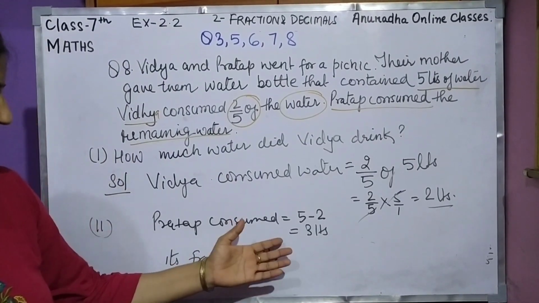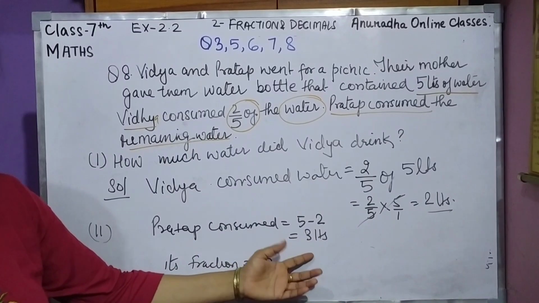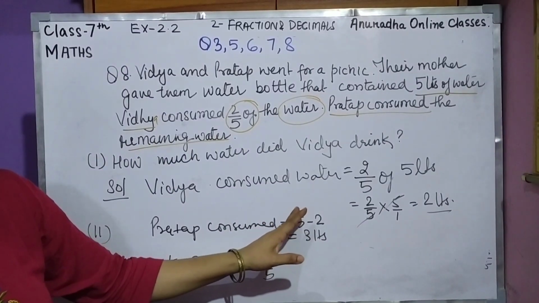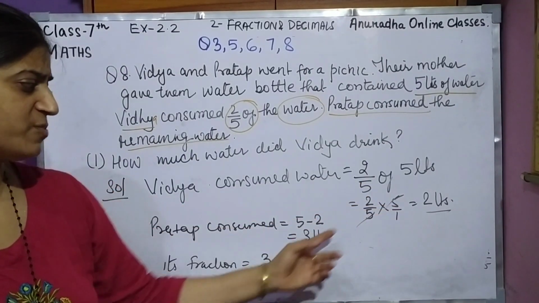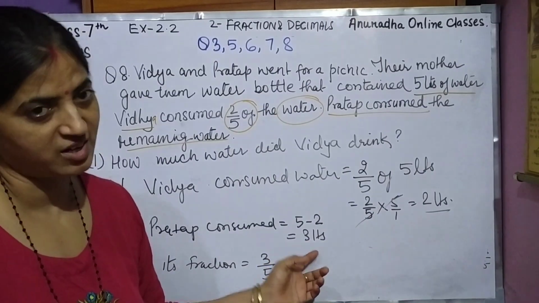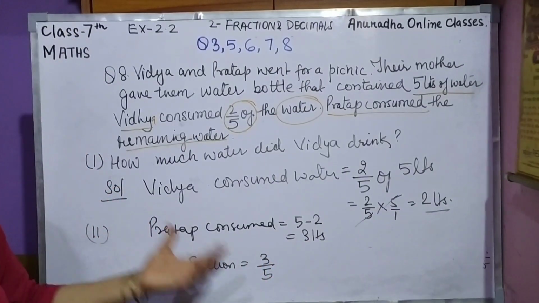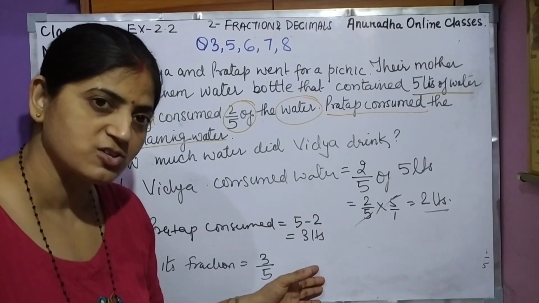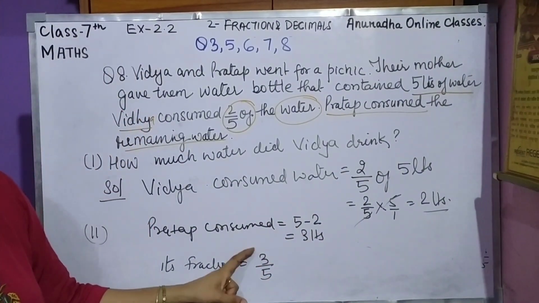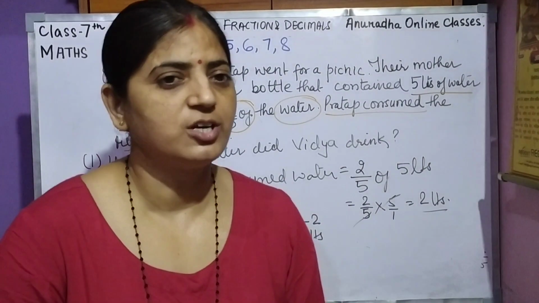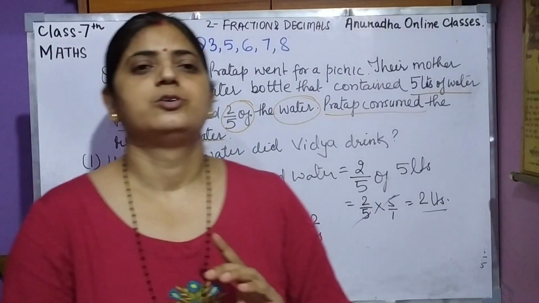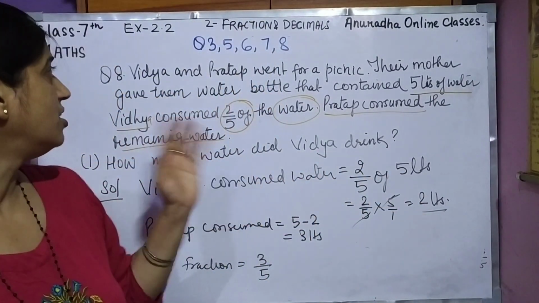So children, here we will find out in this way only. Total water कितना था? 5 liters. उसकी sister ने 2 liters पिया. तो उसने कितना पिया? That is 3 liters is consumed. What is its fraction? 3 liters ने consume किया. Total कितना था? 5. So 3/5 is the fraction that he drank. Okay. So in this way we have done till 8th question.